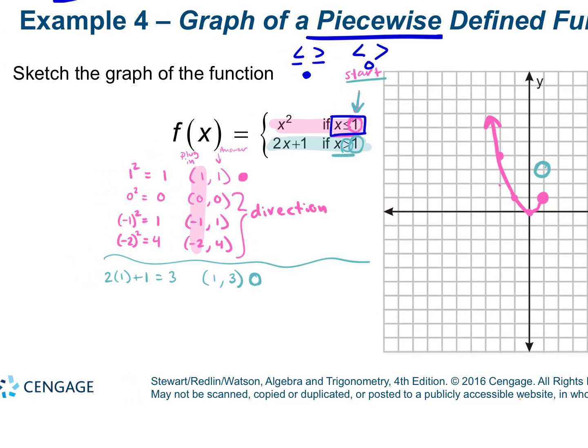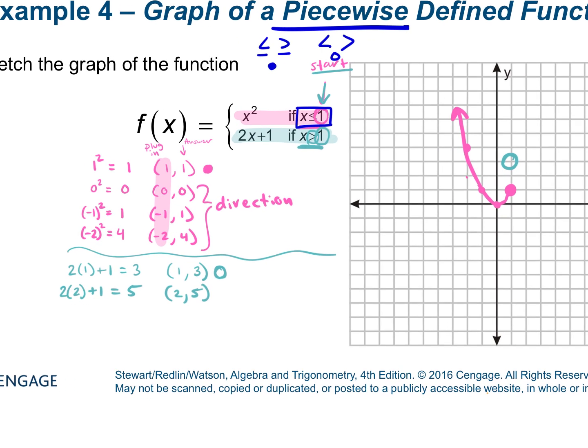So we want to plug in something that's greater than 1 now. What's greater than 1? 2. Perfect. Let's plug in 2. So 2 times 2, 4 plus 1, 5. What did we plug in? 2 and got 5 as our answer.